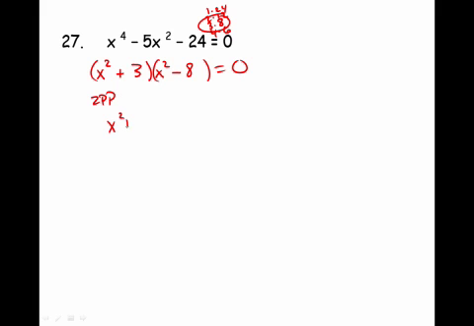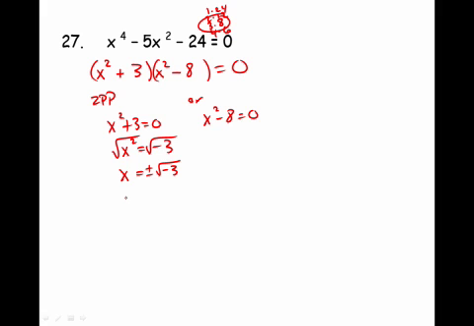Since I've factored it, now I want to use the zero product property. So x squared plus 3 is equal to 0, or x squared minus 8 is equal to 0. And then we want to solve for x, so we would subtract 3 from both sides on this left equation. Then we would go ahead and take the square root. When you take the square root, you have to make sure you add a plus or minus. Now I see that there's a negative under that radical, so I'd want to factor out an i. So 2 of my answers are going to be positive i root 3 or negative i root 3.